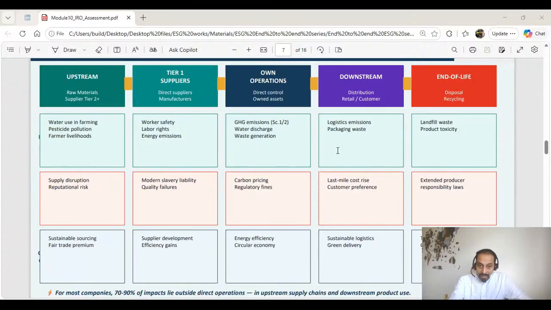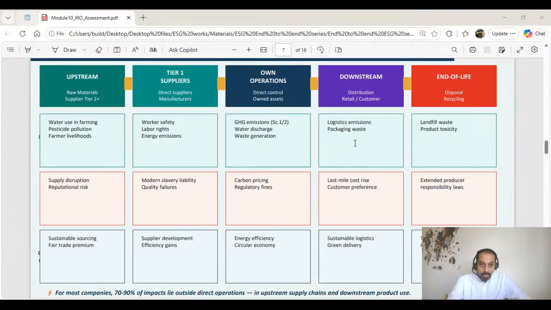Tier 1 suppliers are your direct business relationships. The manufacturers and processors you have direct contact with. You have much higher leverage here because you are paying them directly. Then own manufacturing. Downstream covers how your product gets to customers: distribution, retail, and so on. End of life covers what happens to the product when consumers are done with it. Landfill, maybe recycling, maybe incineration. This is increasingly a site of regulatory risk, and then the question of leverage and control.